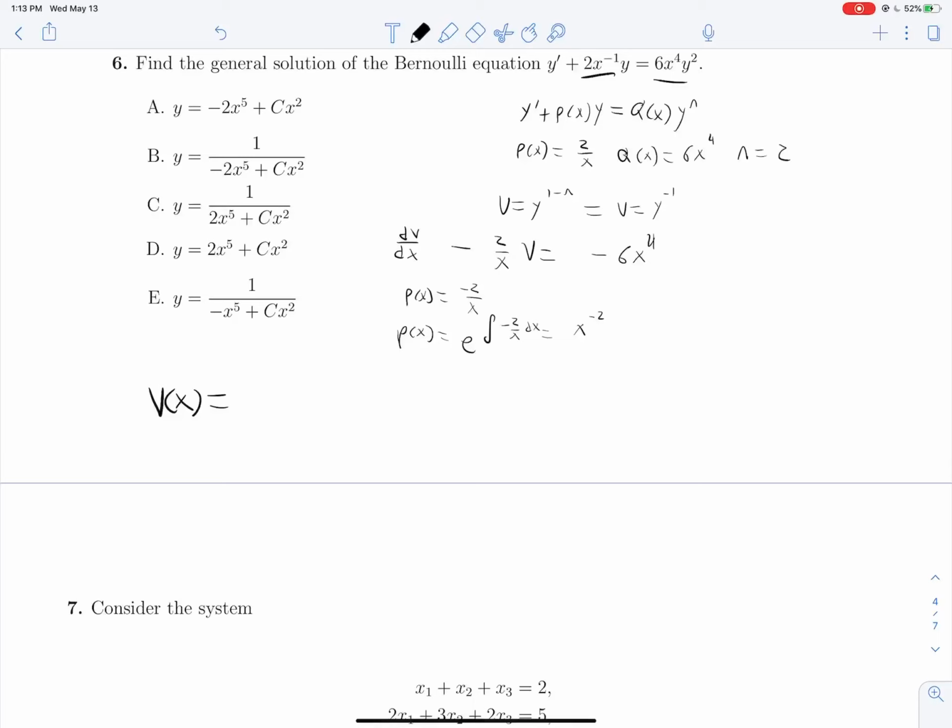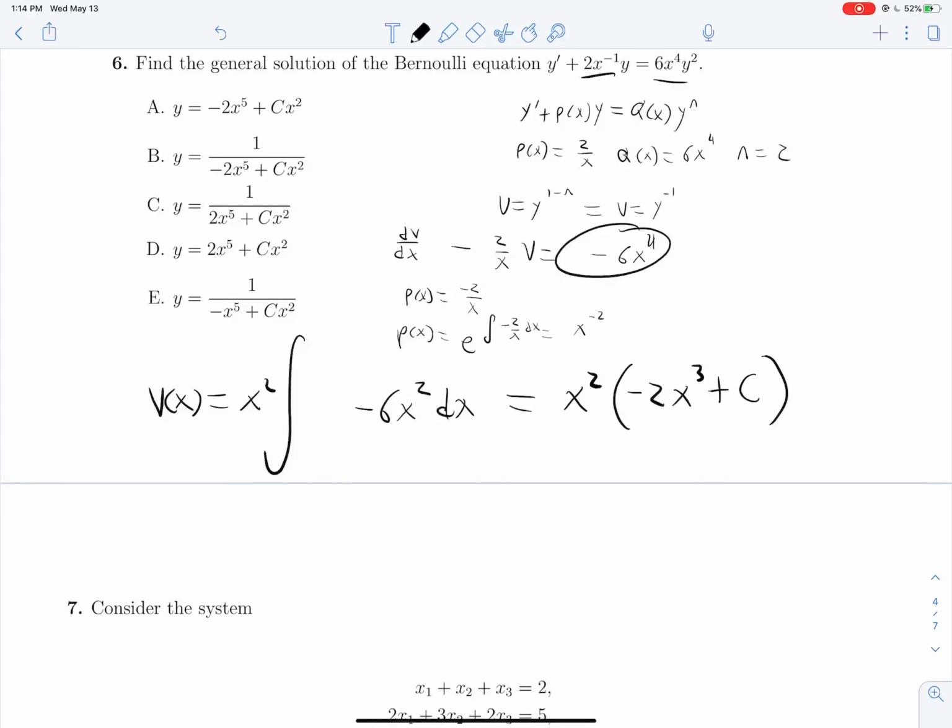So solving directly for v of x is 1 over rho of x, so that's x squared, multiplied by the integral of rho of x times q of x, so x to the negative 2nd, multiplied by our q of x, which is just right here, minus 6 x to the fourth power. So in the end, we get minus 6 x squared dx. This gives us x squared multiplied by negative 2 x to the third power plus c.